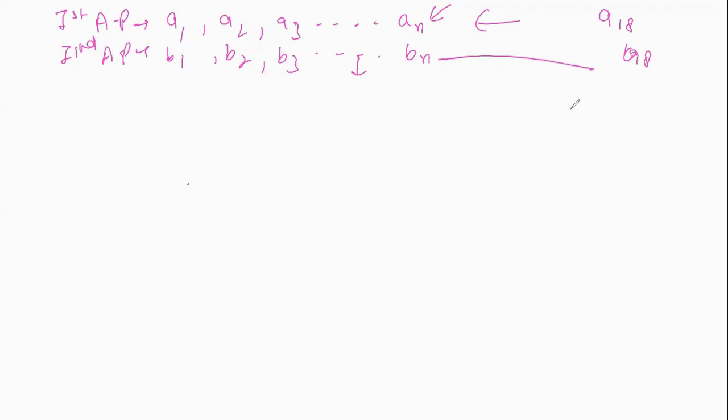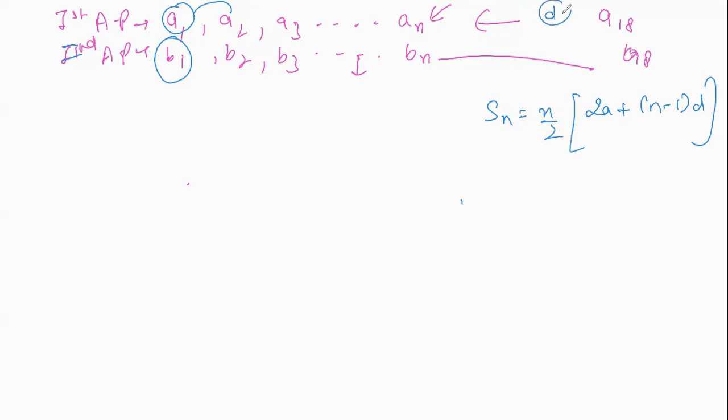Whenever we are talking about the sum, we'll talk about the general sum formula of the n terms of an AP, which is Sn equals n over 2 times (2a plus (n minus 1) times d). Now, please remember that both the APs are completely different from each other. The first term is completely different, and the common difference between two consecutive terms is also different. So for the first AP I am taking small d, and for the second AP I am taking capital D.